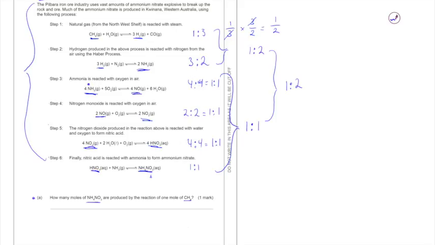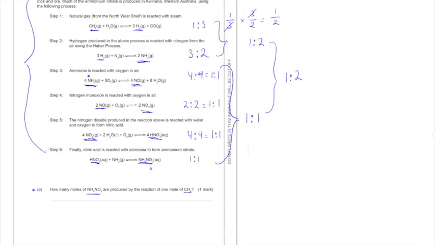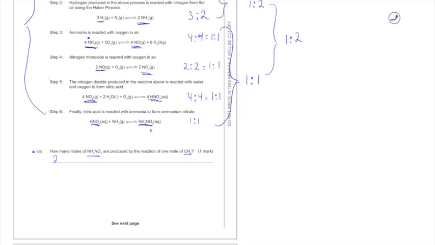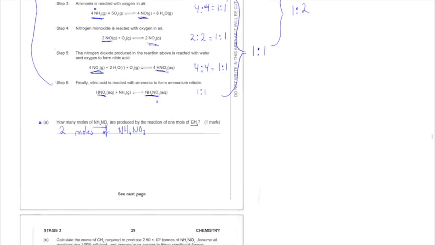So, following through, we start off with 1 mole of CH4. We can see it's an overall 1 to 2 molar ratio. So that means we will have overall 2 moles of NH4NO3 produced. Awesome. On to the next part of the question.